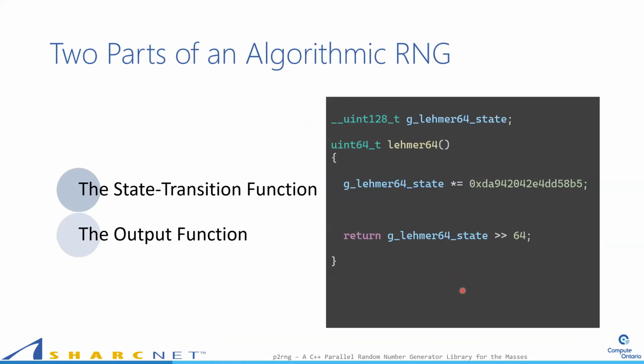On the right, you can see the Lehmer64 source code, which is a super simple and super fast generator that passes BigCrush. The reason it's included here is that it perfectly shows the 2 parts of a generator: the state transition function and the output function.